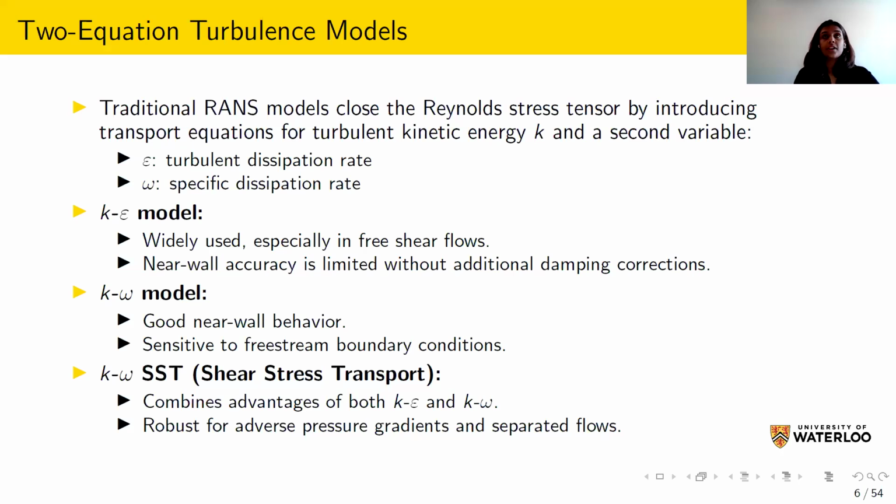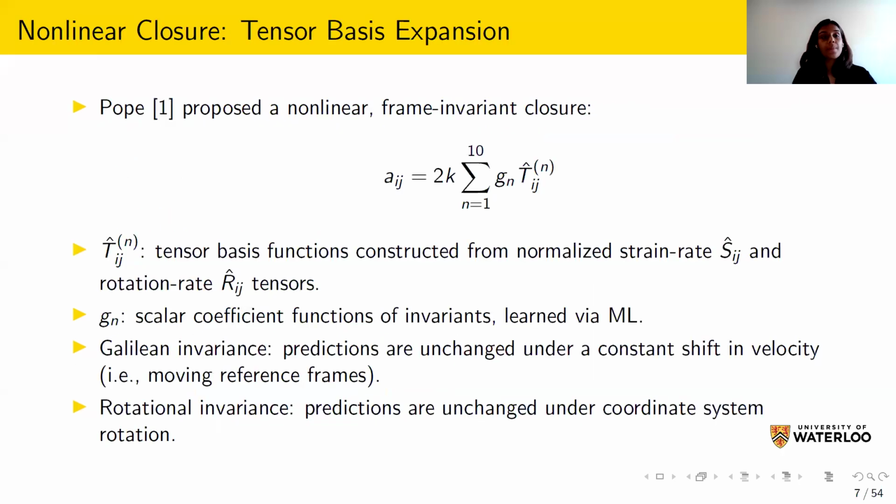To get around that, you use damping corrections, and there are some correctors within the models that people use. K-omega is sensitive to free stream boundary conditions, but it has really good behavior near the wall regions. And then K-omega SST combines the two models, so you're combining the advantages of both K-epsilon and K-omega: K-epsilon in the free stream region, and K-omega in the near-wall region. So this is probably one of the more common models that people would use for adverse pressure gradients and separated flows.